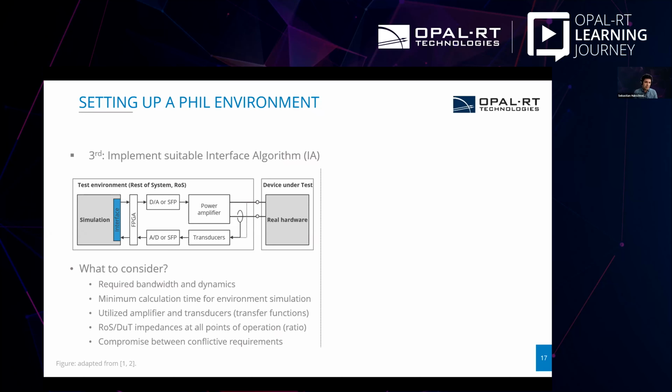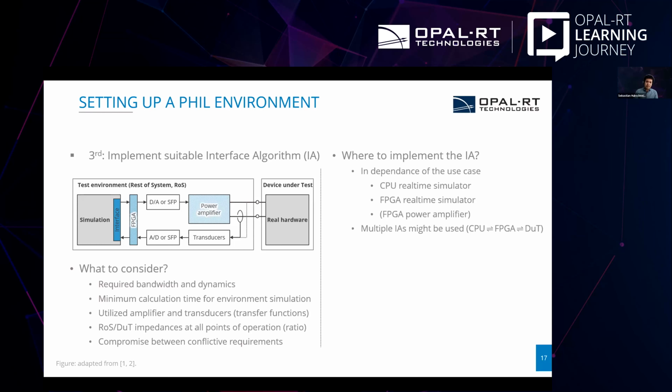Well, basically the topics talked about before: the required bandwidth and dynamics of the setup, the minimum calculation time for our environment simulation. We need to consider the utilized amplifiers and transducers in form of their transfer functions, and also the impedances of the rest of the system, so the simulation environment and the device under test at all points of operation, as this really influences the stability in the end. And at some point, we need to compromise between the conflicting requirements as shown before.